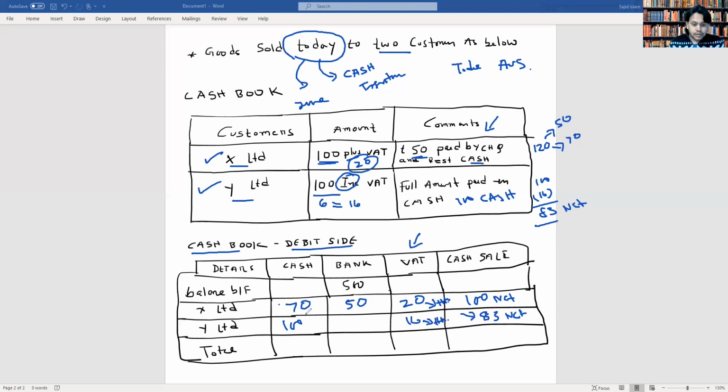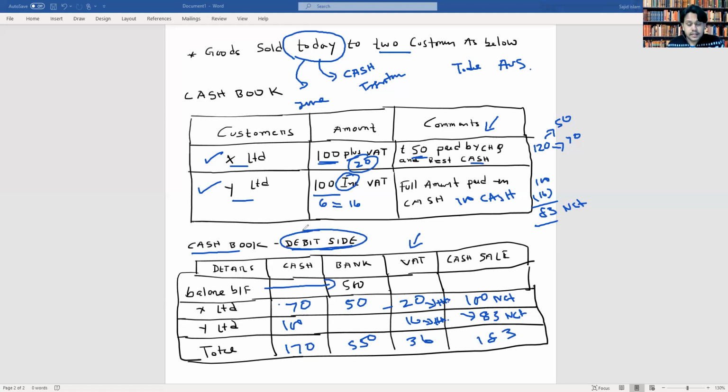After that, all you need to do is add the total 170, 550, because we already have some opening balance. Make sure you add the opening balance, the VAT, that is 36, and that is 183. That's the debit side of the cash book.